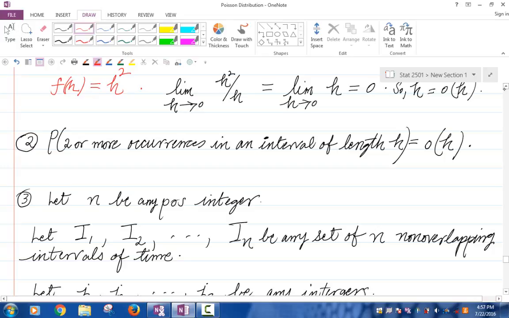That is, it is rare that 2 or more events will occur in an interval of length h when h is small. So when h is small, it is rare to have 2 or more occurrences in the interval of length h.